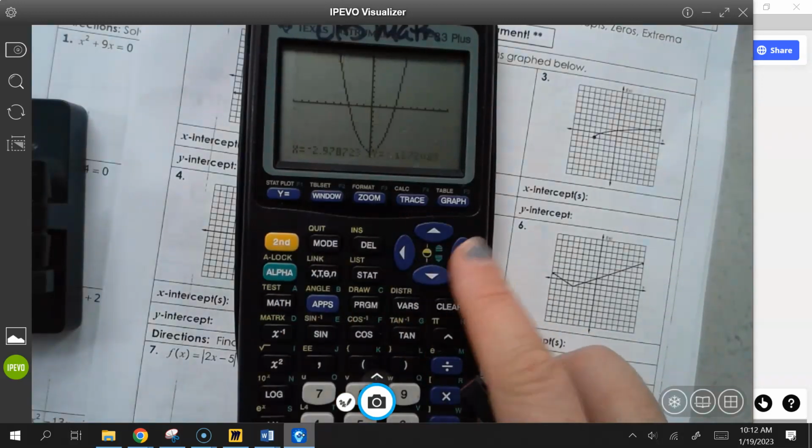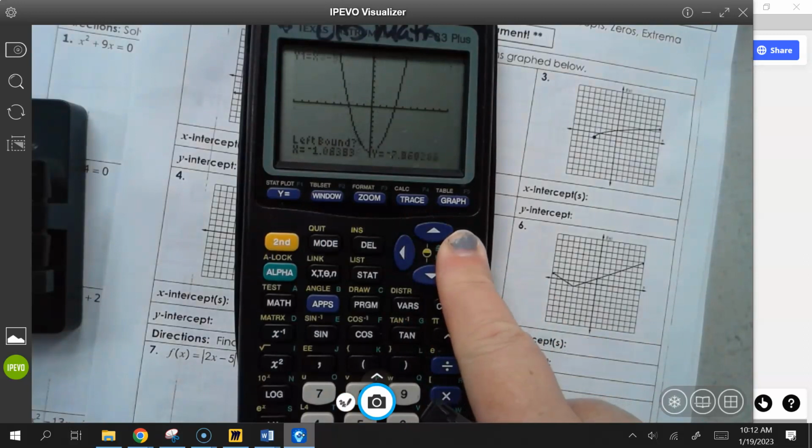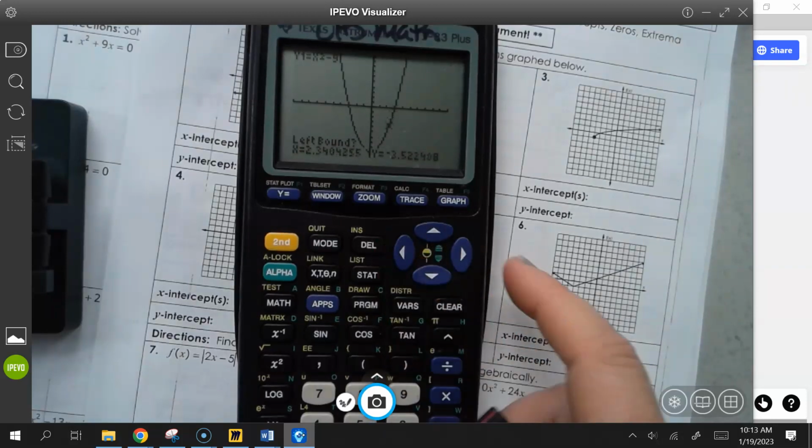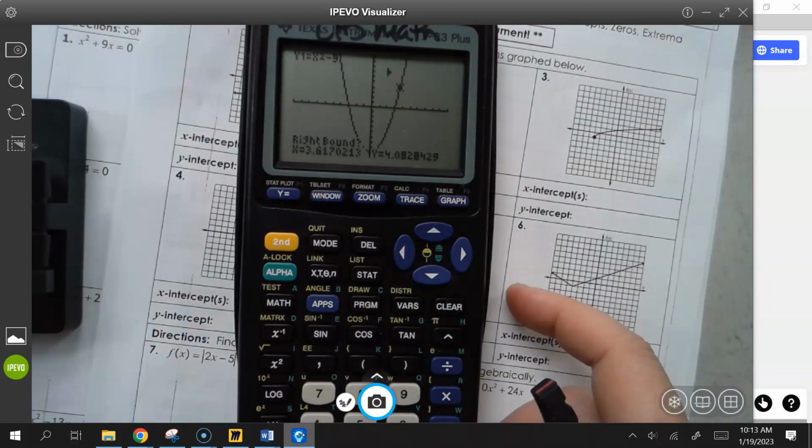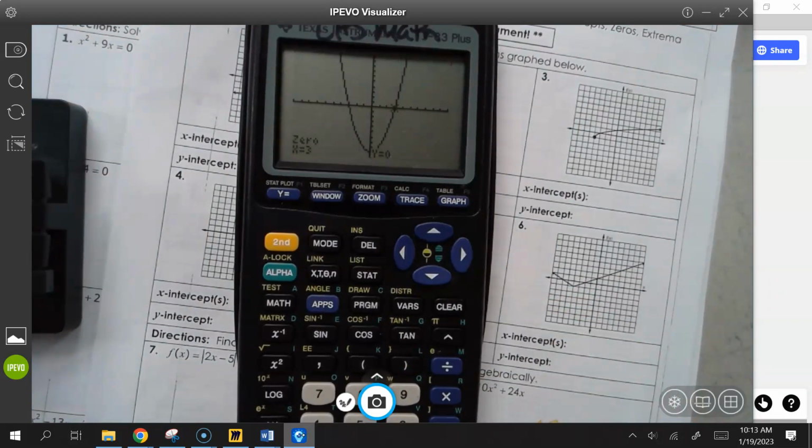If I do the other one again, left, 1, 2, 3, enter. Back to the point, 1, 2, 3, right, enter, enter. And positive 3. Wait, so you have to go left, right. Yes, and then enter a third time. Yep.